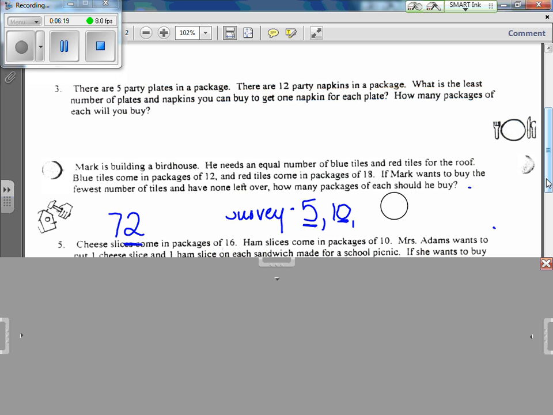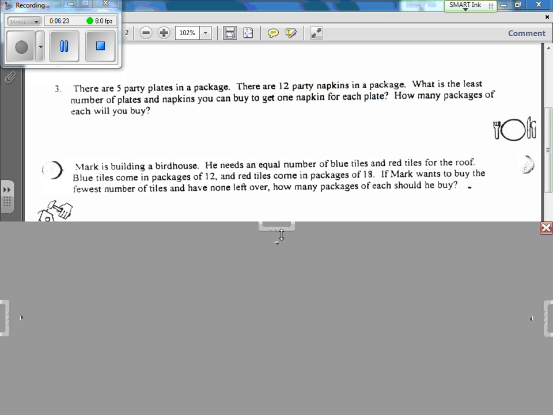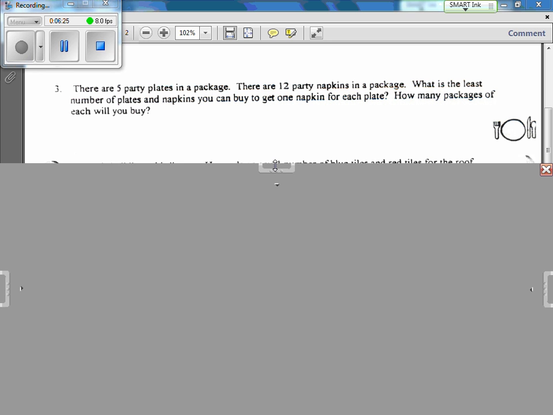Okay, so for number 3, there are 5 party plates in a package. There are 12 party napkins in a package. What is the least number of plates and napkins you can buy to get 1 napkin for each plate? How many packages of each will you buy?